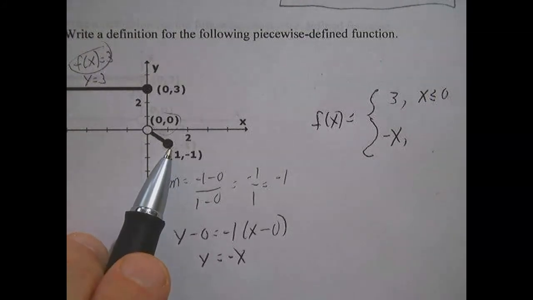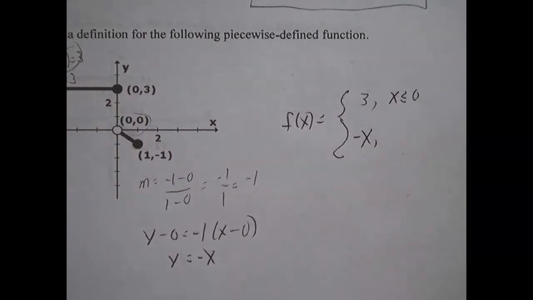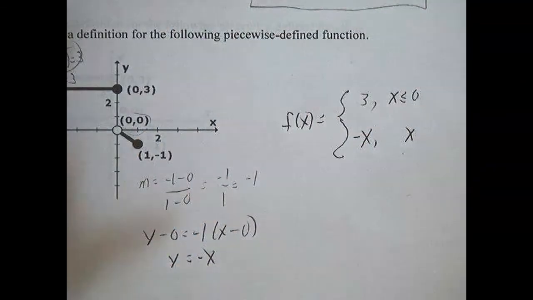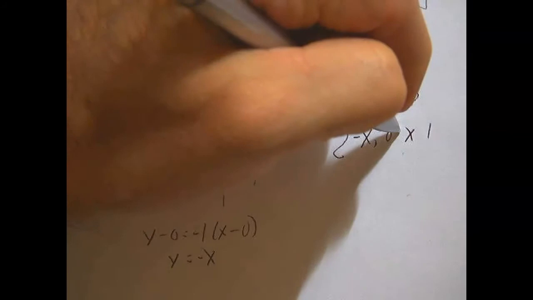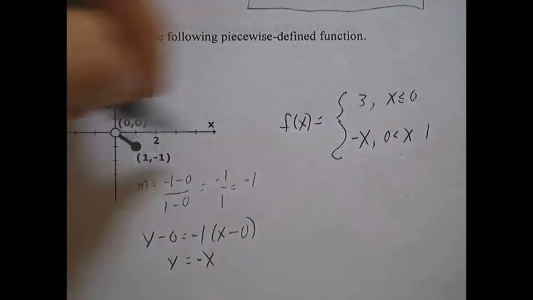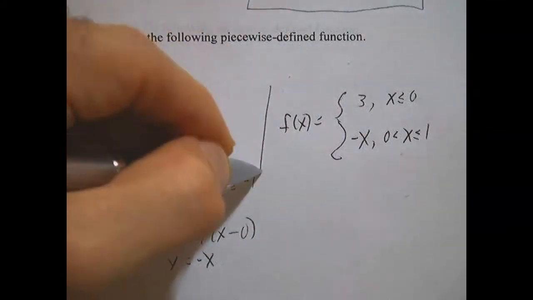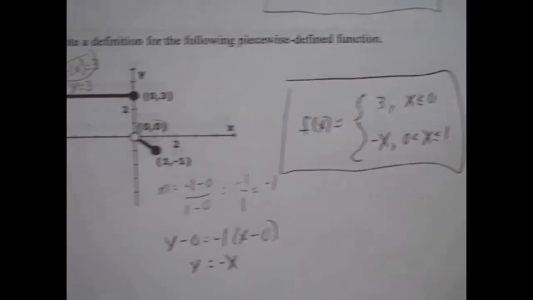So we have to know how to write that. So again, more practice with inequalities for some of you, but x between 0 and 1, and x is greater than 0 and less than or equal to 1. And so there's the piecewise defined function that represents the graph.